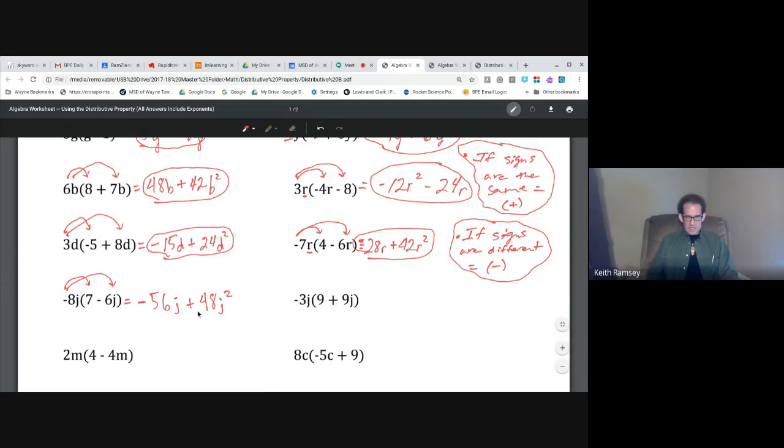Then I check for like terms. I got j's, but one's squared and the other one isn't. So I can't combine negative 56 and 48. I have to leave it like that.